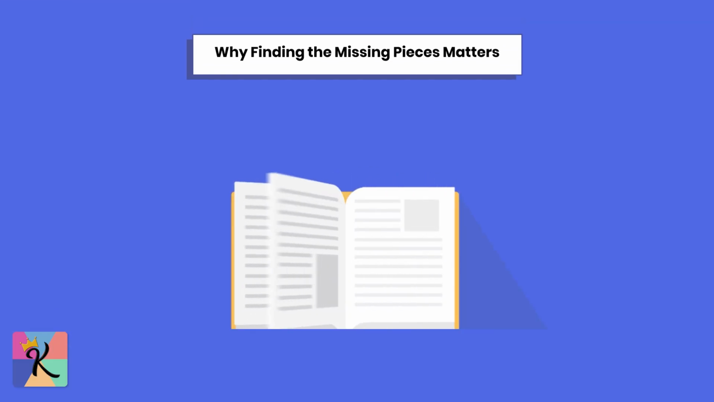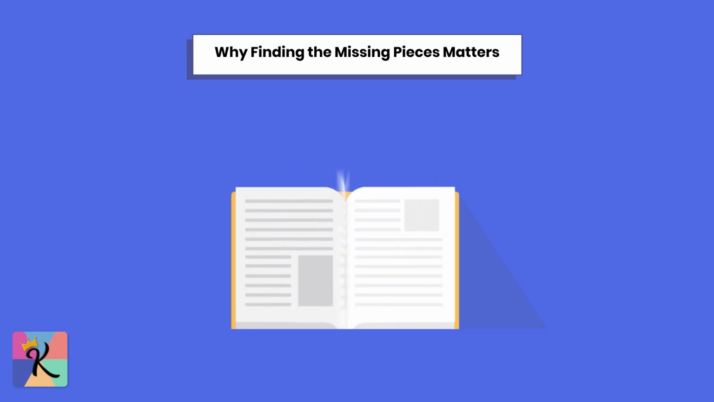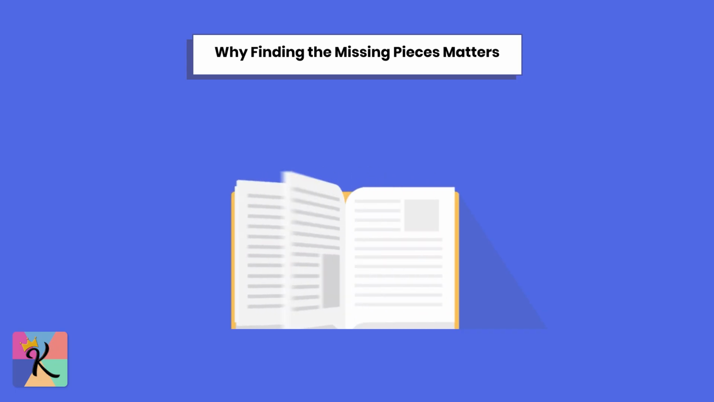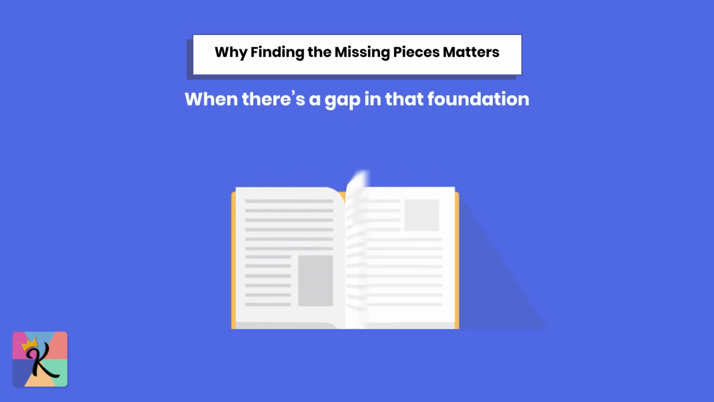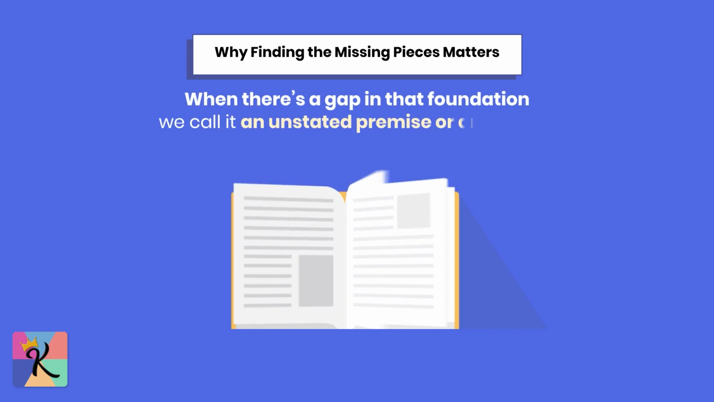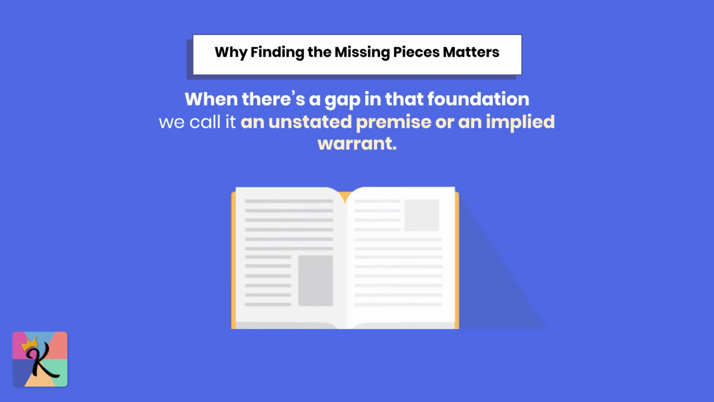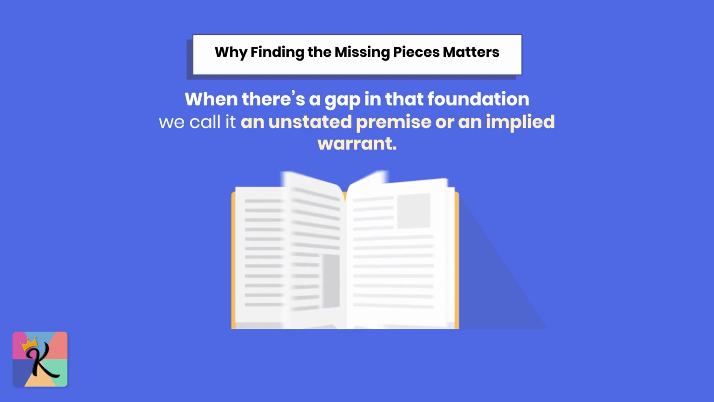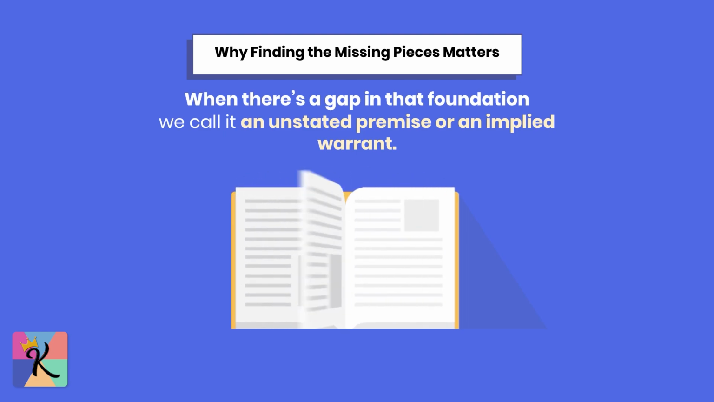Why finding the missing pieces matters. Every CARS passage is an argument, and every argument is built on a foundation of premises and evidence. When there's a gap in that foundation, something that's implied but not stated explicitly, we call it an unstated premise or an implied warrant. Being able to recognize these missing pieces can help you answer specific inference questions where you're asked to identify assumptions or evaluate the strength of the argument.